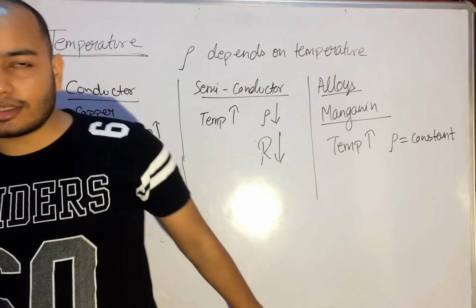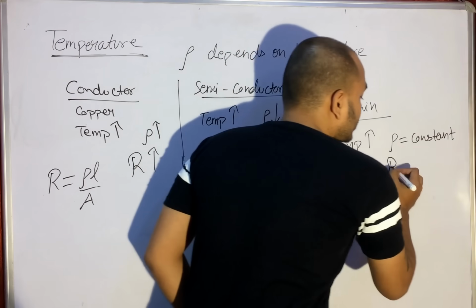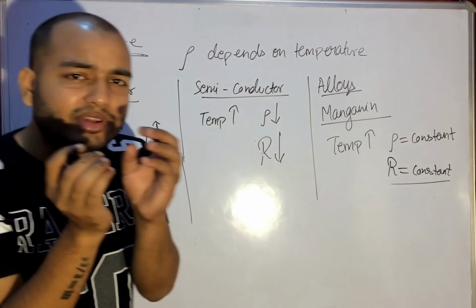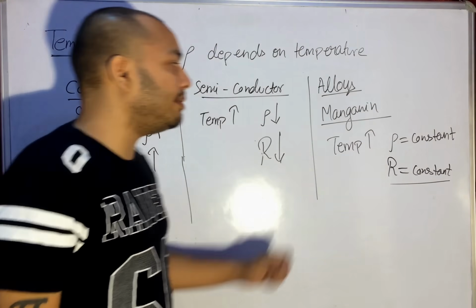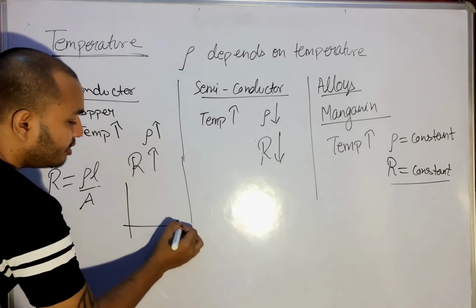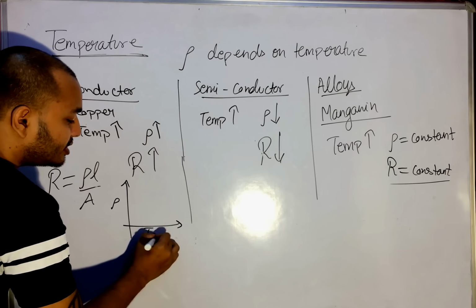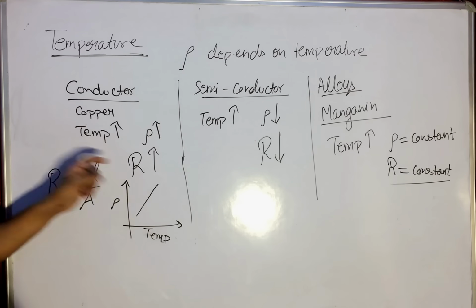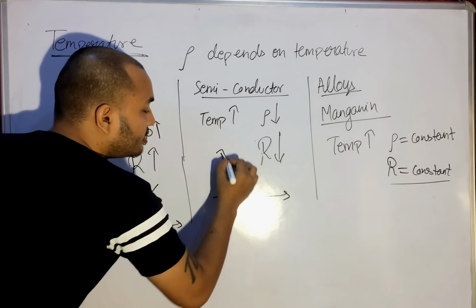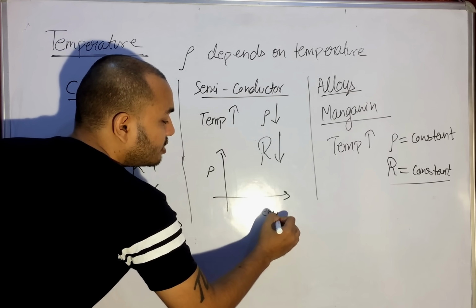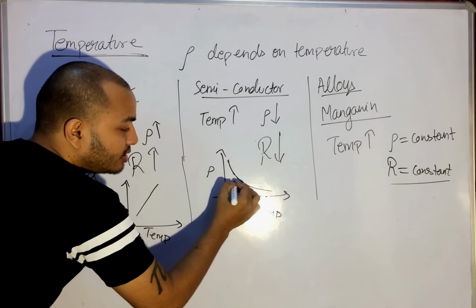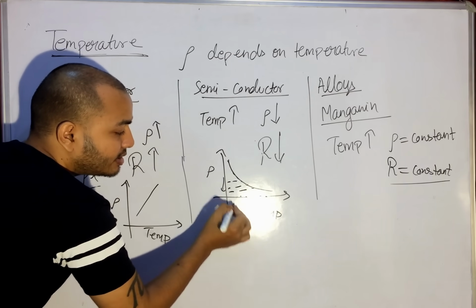So for some alloys, the resistivity or resistance remains constant, nearly constant. It changes, but changes a very small amount on increasing temperature. If I draw a graph over here of resistivity versus temperature, then this will be like this. On increasing temperature, resistivity increases. Over here, the graph of resistivity versus temperature will be like this. On increasing temperature, resistivity is decreasing, becoming less.